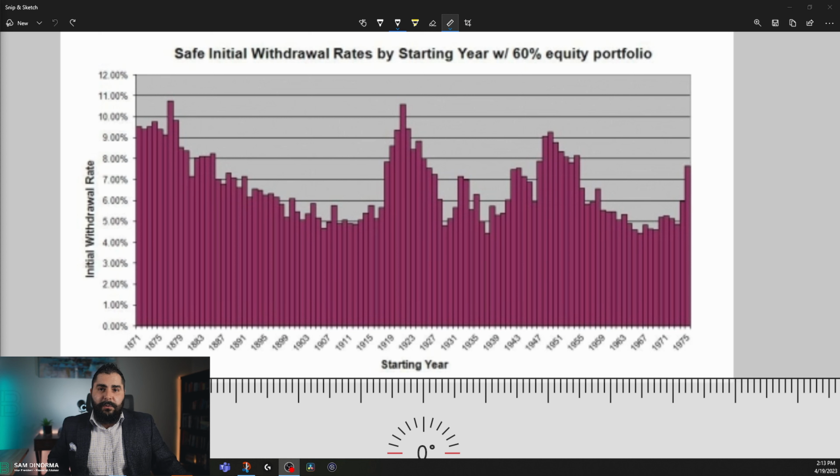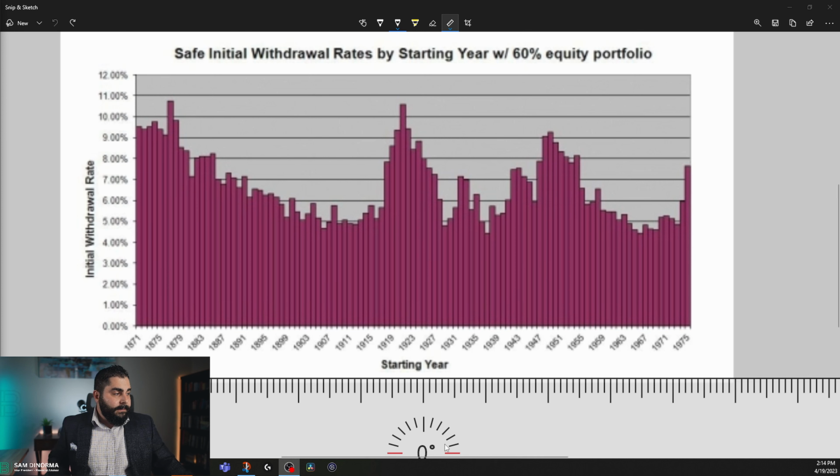We're going to assume a portfolio that is 60% large cap stocks and 40% intermediate term government bonds. We're going to base our withdrawal rate on the balance in year one. And then we are going to increase it for the actual inflation that occurred in that given year.